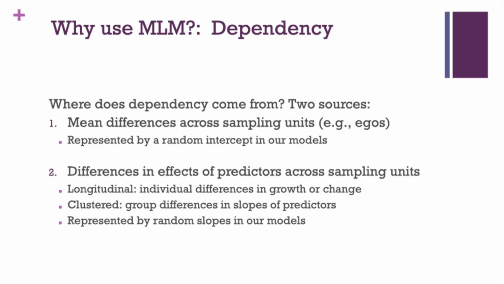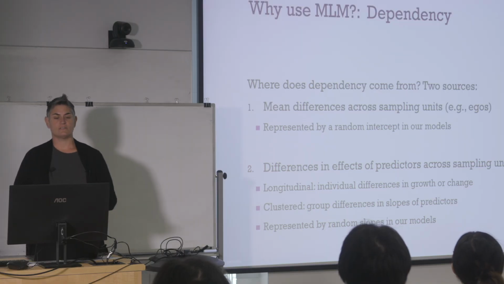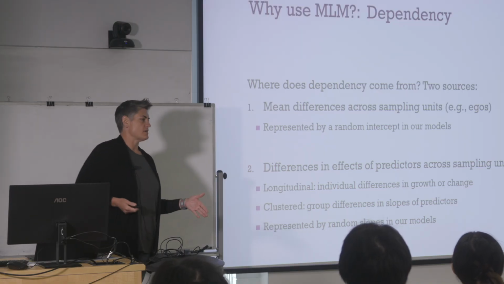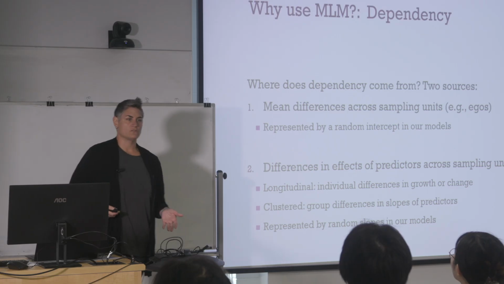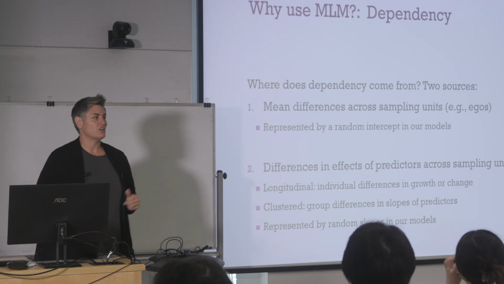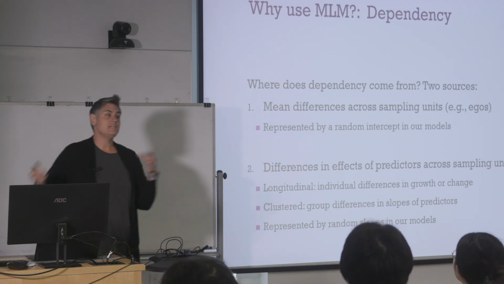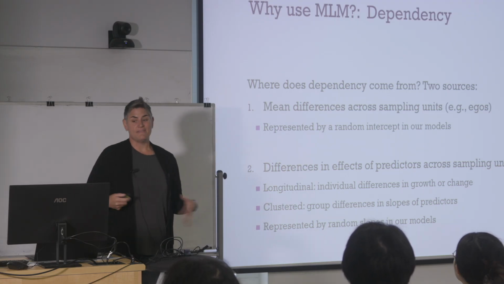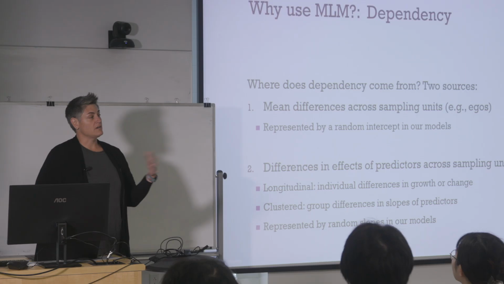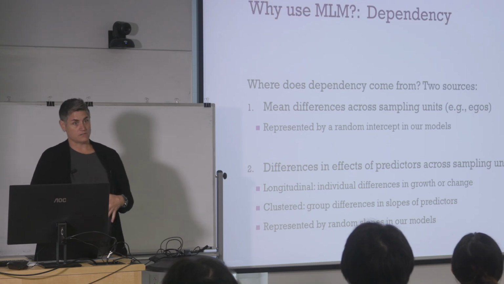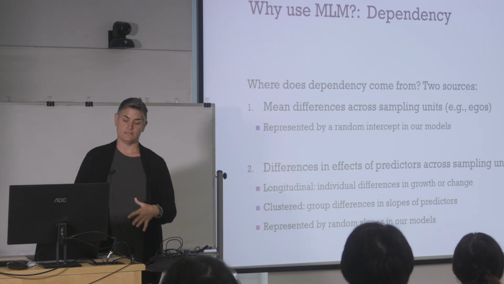So there's two sources, and this is going to be related to the two major kinds of models that we're going to do in multi-level modeling, a random intercept and a random effects or a random coefficient model. The first source of dependency is in mean differences across sampling units. If we're talking about social networks here, our sampling units are egos, right? But they could be schools, families, etc. So we have these mean differences across these units, and that's a source of dependency. And so we're going to use a random intercept in our models to represent that source of dependency.